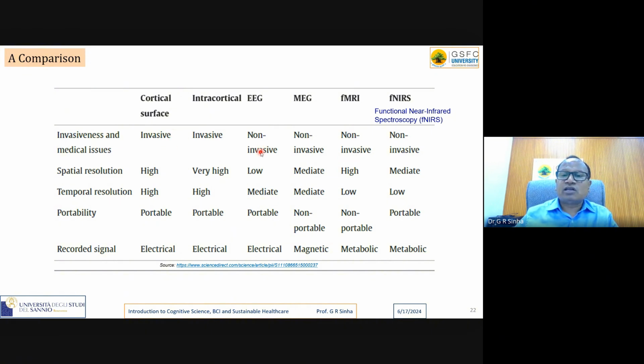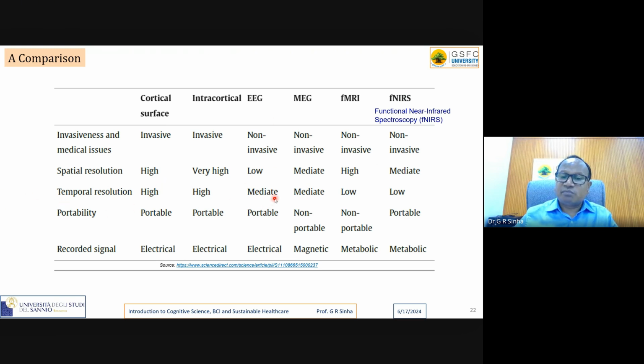So EEG is non-invasive, MEG is non-invasive, all these are non-invasive, isn't it? And intracortical is invasive. ECoG is invasive, on the cortical surface. Spatial resolution is very high here, because in invasive methods you're going inside the brain. Whereas in EEG it is low, but we can still use it to understand the nature of the brain. In MEG it's medium, functional MRI high, fNIRS medium. Temporal resolution is high here.